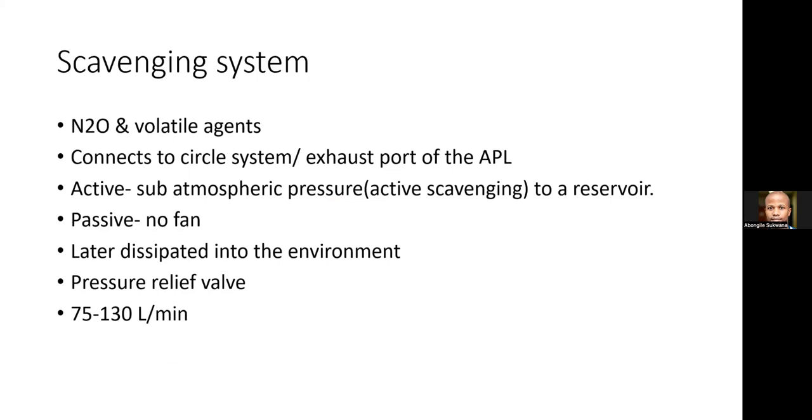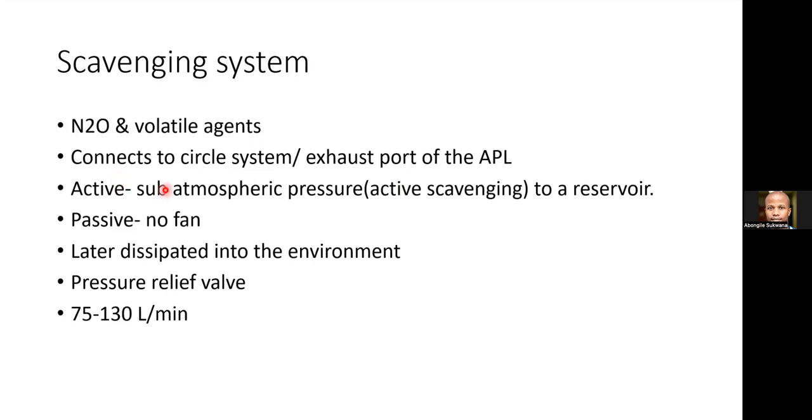Then coming to the scavenging system, it's mostly important for the nitrous oxide and the volatile anesthetic agent. We need to find a way of getting rid of them. So a scavenging system is connected to the APL valve and also to the circle system. There are two ways that you can have a scavenging system. It can be active or passive.